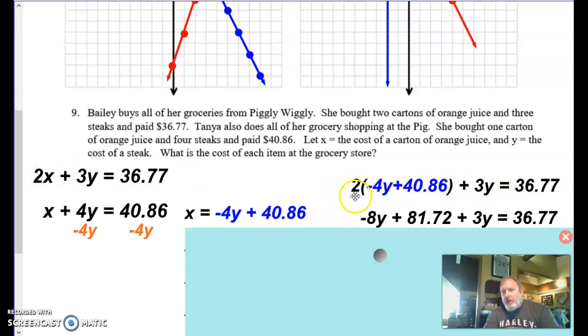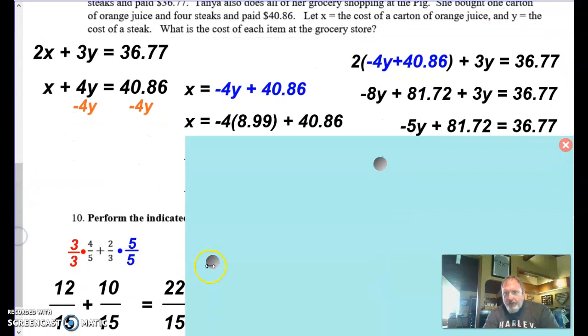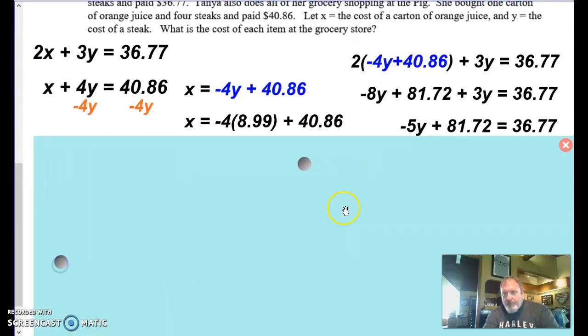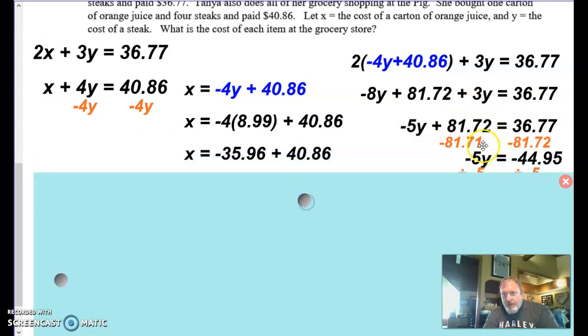And then we'll distribute. So 2 times -4y, 2 times $40.86. Bring the other numbers down. Our next line, we can combine these y's together. So -5y equal to $81.72. My next step, I will move the $81.72 over. Let me fix that there. That should be 72. Sorry about that.